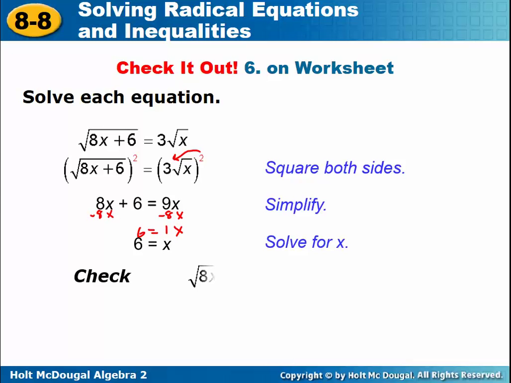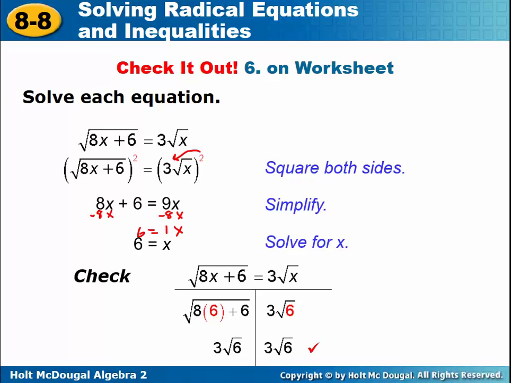And then we check our answer by plugging it back into our original equation. And even though we get a root, that's okay. We get 8 times 6 is 48, plus 6. 48 plus 6 is 54. And the square root of 54 is equal to the square root of 9 times the square root of 6, because 9 times 6 is 54. The square root of 9 simplifies, so we get 3 square root of 6 on the left side. On the right side, we plug the 6 in, and we just have 3 square root of 6.